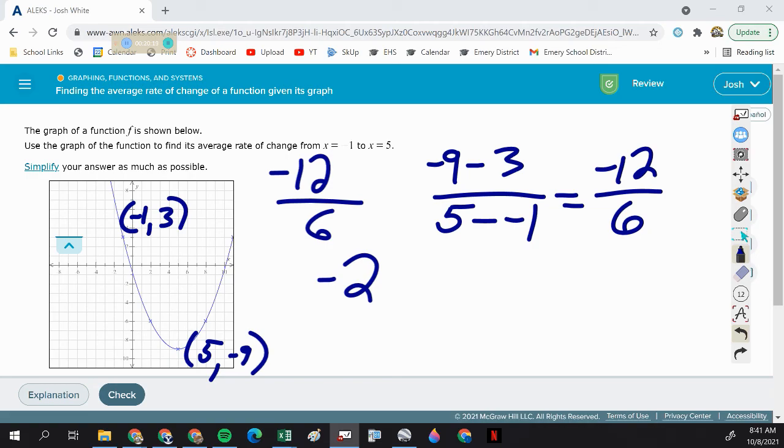So average rate of change just means what is the slope between those 2 points. So if you were to write down all of those speeds as you're traveling and you take the average, then the average in this case would be negative 2. Okay, that's it. Get to work.